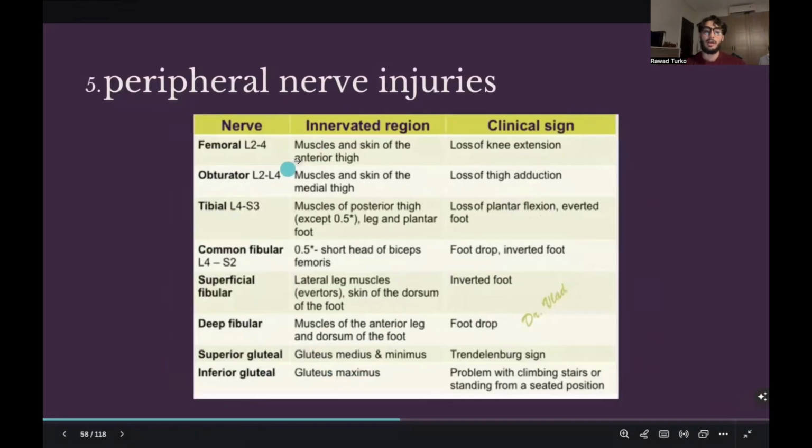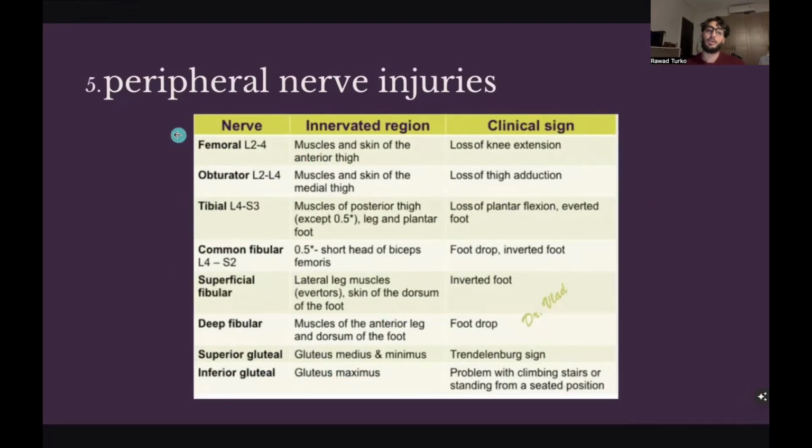Okay. Now for the lower limbs, if you have a femoral nerve lesion, the femoral nerve supplies all of the muscles and skin of the anterior thigh. So that controls things like knee extension. So you're going to have loss of knee extension, obviously. Obturator is the medial thigh. So you're going to have loss of thigh adduction. Okay. Tibial is all the muscles of the posterior thigh, things like the hamstrings, for example.